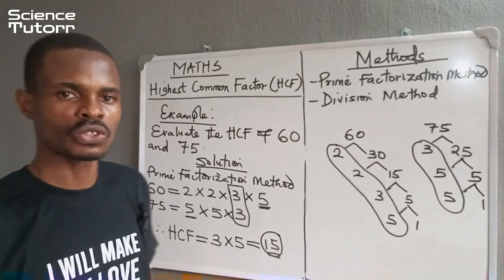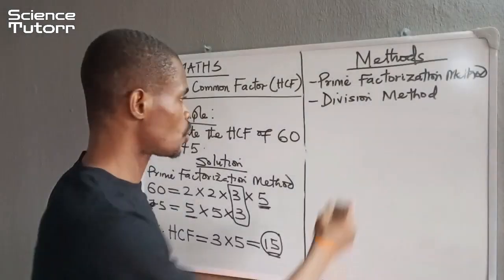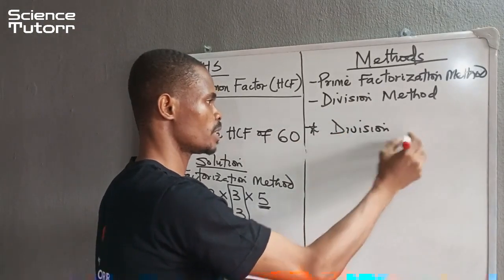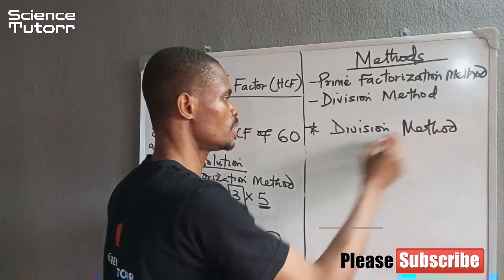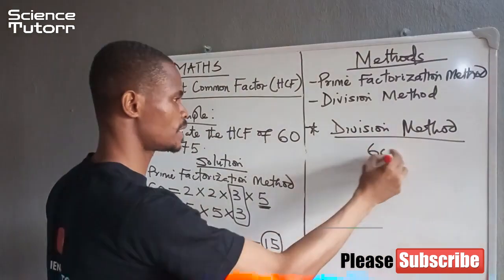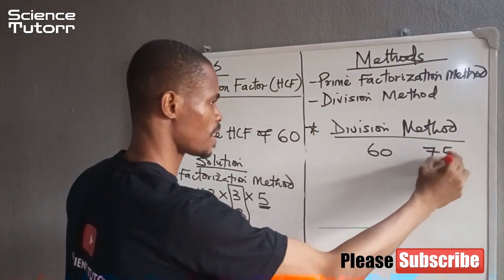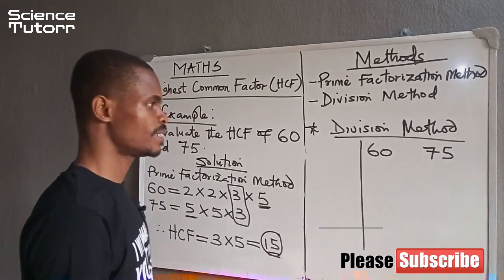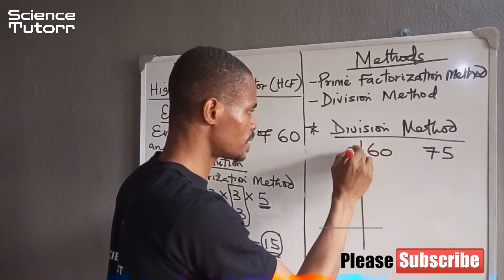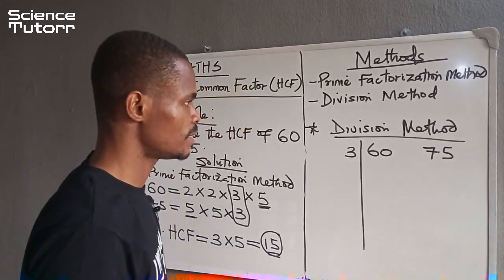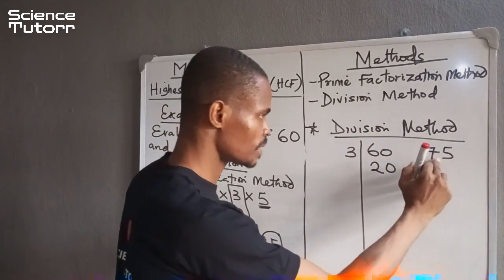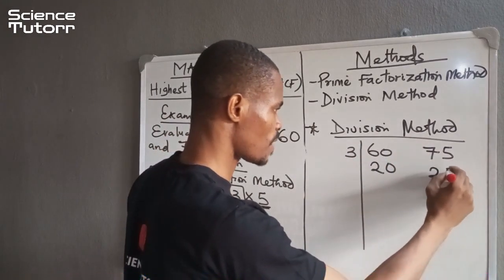On to the second method, which is the division method. The division method, using these two numbers, 60 and 75. So let's divide. Both numbers can be divisible by 3. So we begin with 3. 3 into 60 gives us 20. 3 in 75 gives us 25.